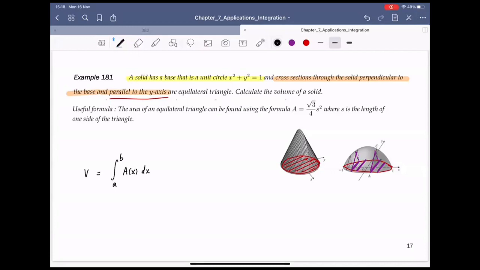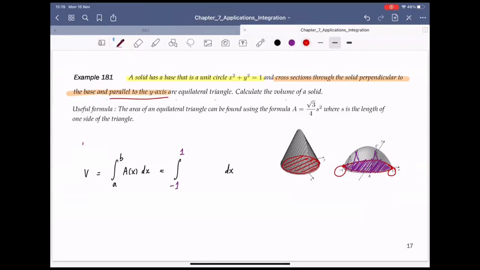So what is going to be your a and what is going to be your b? To figure out your a and your b, your a is going to be the first point where you cut the purple line, which is x equal to -1, and the last x value that you cut is going to be 1, right? Because in order to form the solid, you need to cut perpendicular to the base and parallel to the y-axis from x equal to -1 to x equal to 1, right? So x is going to be -1 to 1. Sounds good? And then now I need A(x).